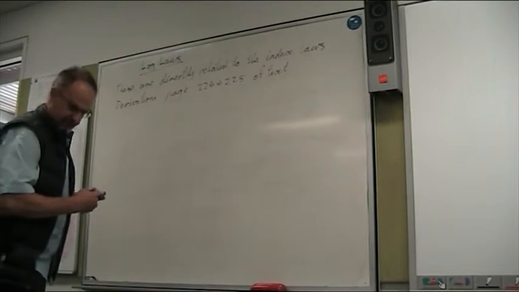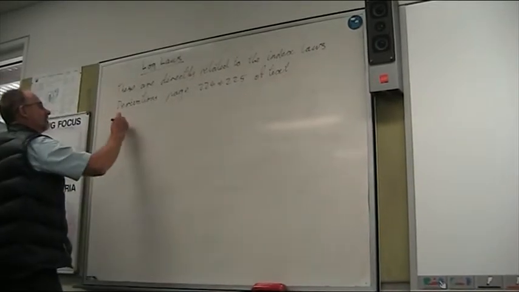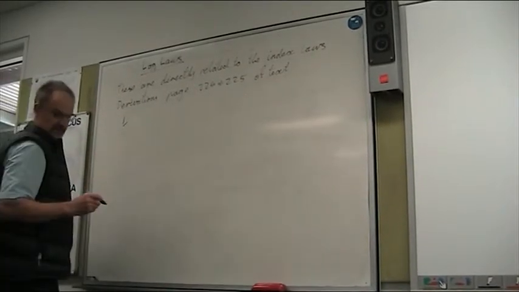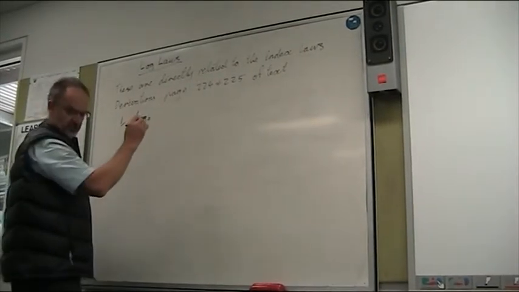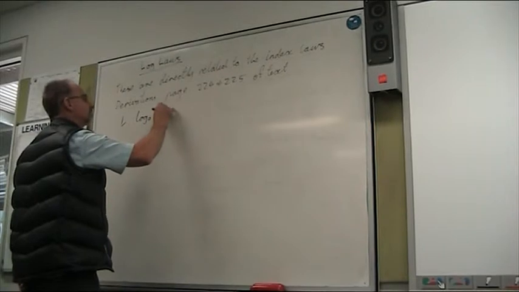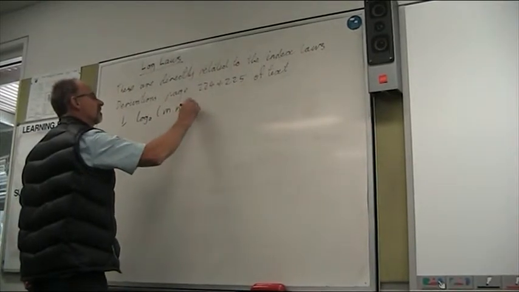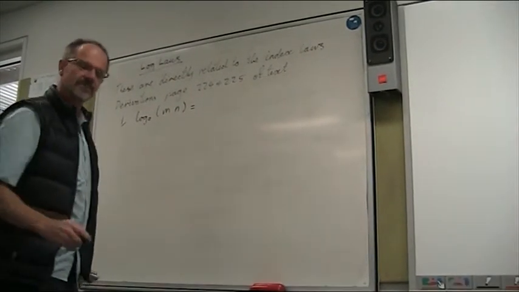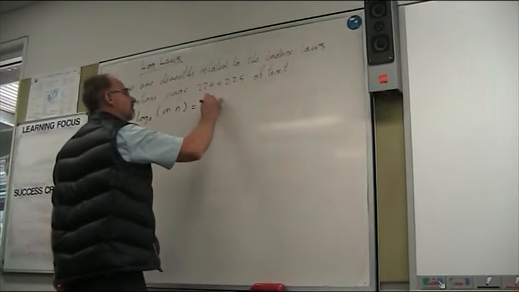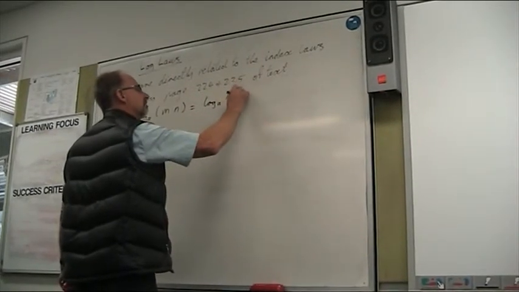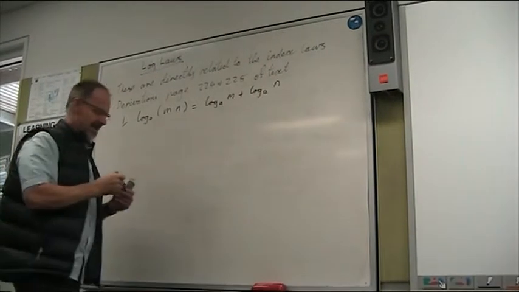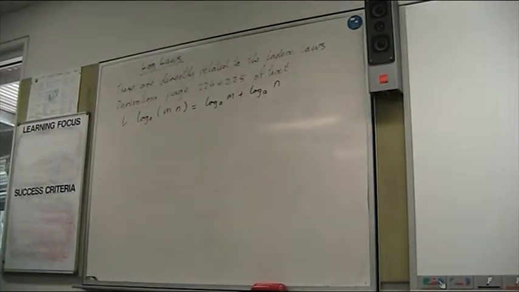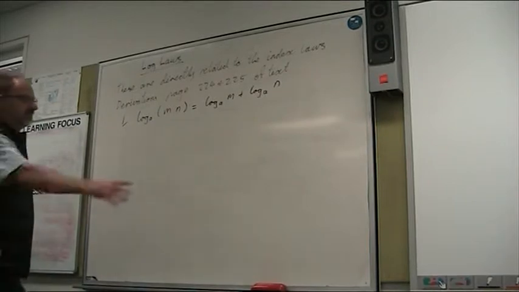All right, so the first one is related to the first index law, and that's log to the base a of two things multiplied together, m times n. The first log law is equal to log to the base a of m plus log to the base a of n. We'll be using this a fair bit.